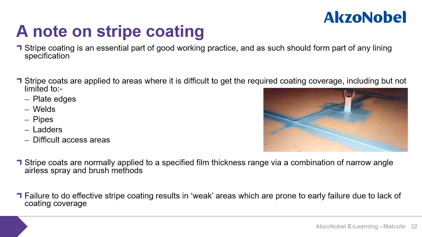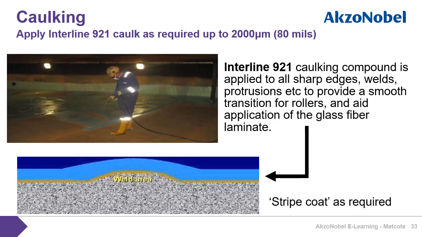We would normally advise that a stripe coat is applied via brush, and failure to do effective stripe coating can lead to weak areas where early failure of the coating system does occur. After application of the primer, the next step is to caulk any areas requiring caulking.